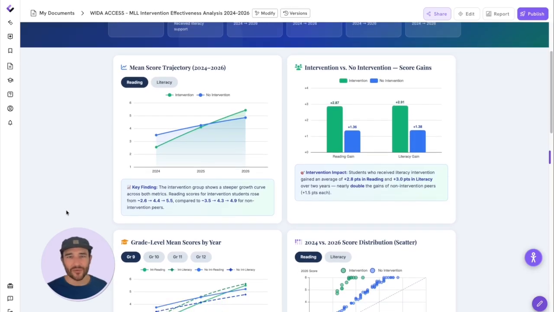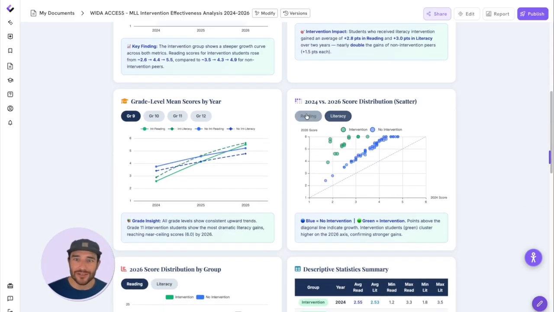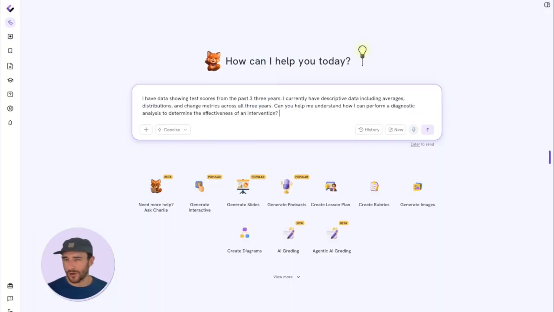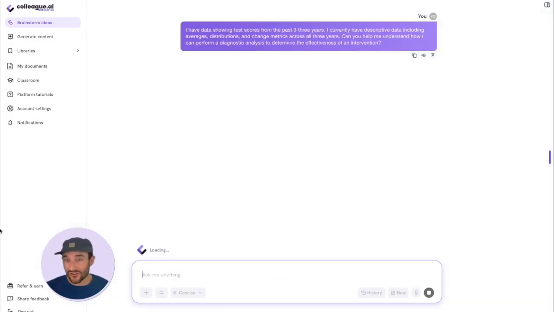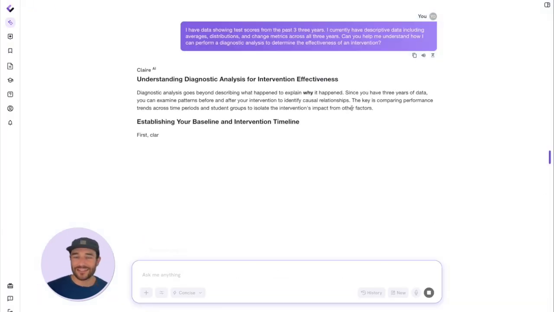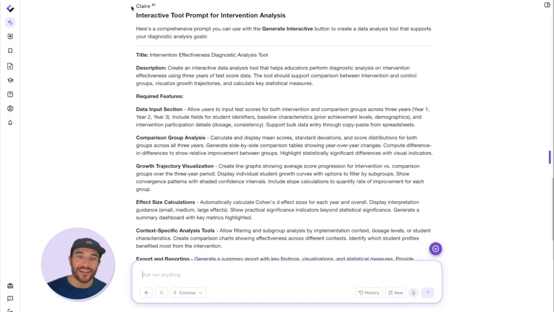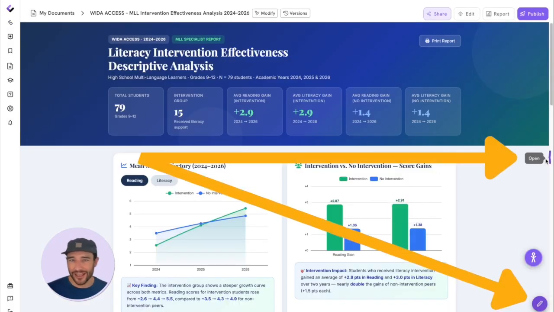Now, as educators, we may have a general understanding around data analytics techniques, but we can go deeper by using the Brainstorm Ideas feature to clarify assumptions or work with a thought partner. In this case, we went to the Brainstorm feature and asked it to help me understand how to perform a diagnostic analysis to determine the effectiveness of an intervention. And the Brainstorm Ideas tool gave me some really strong pointers. I did take a few minutes to refresh my memory on some of these suggestions. And after we review and iterate, I ultimately paste its recommendation into our Generate Interactive chat prompt.